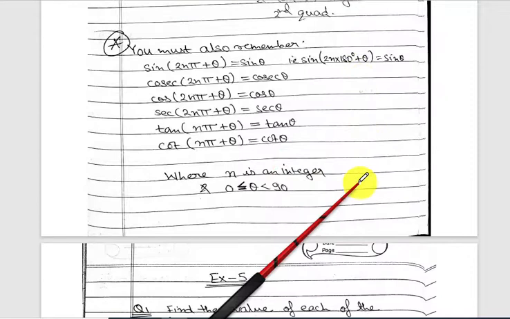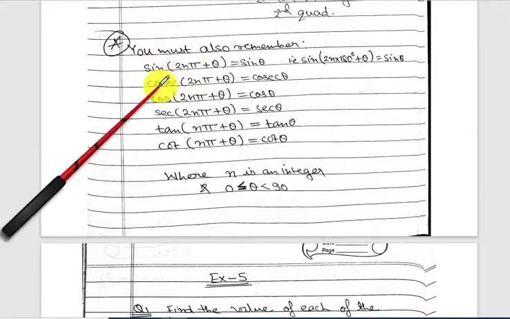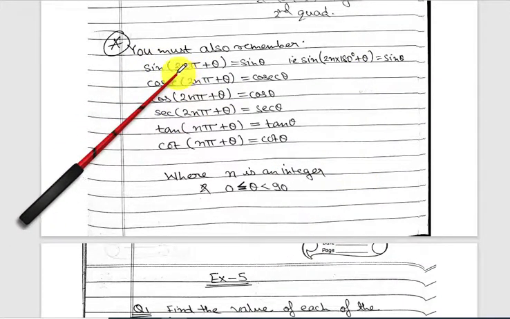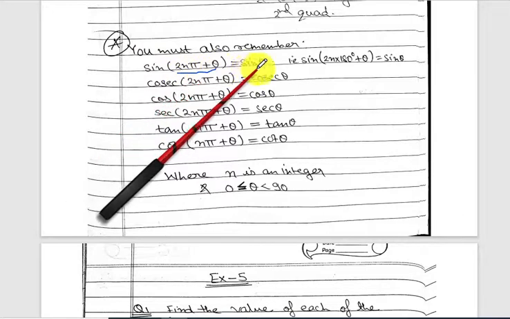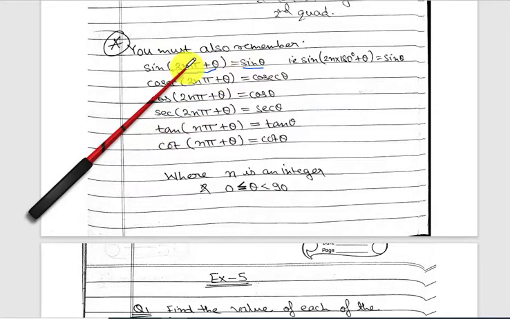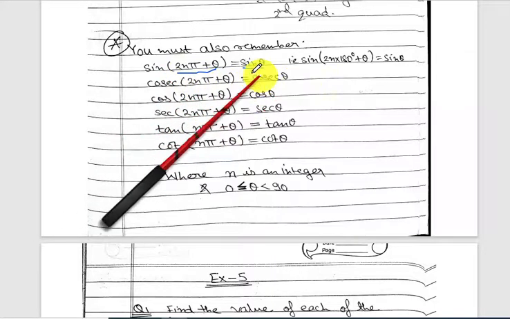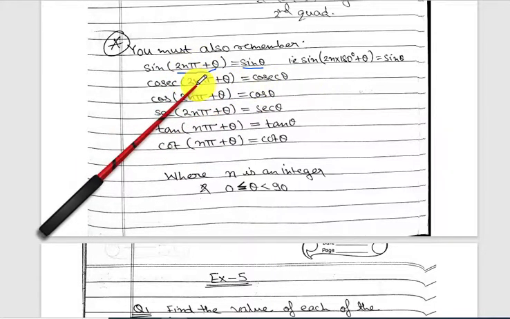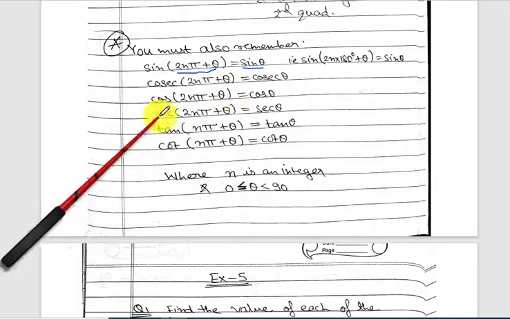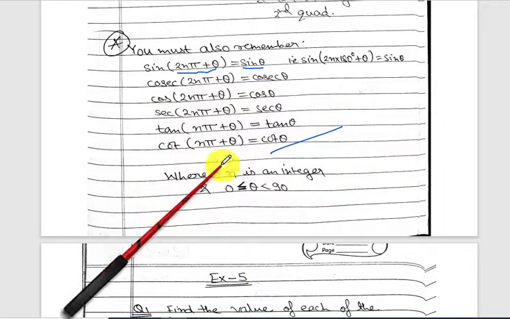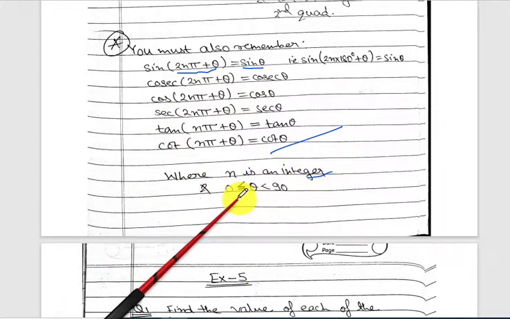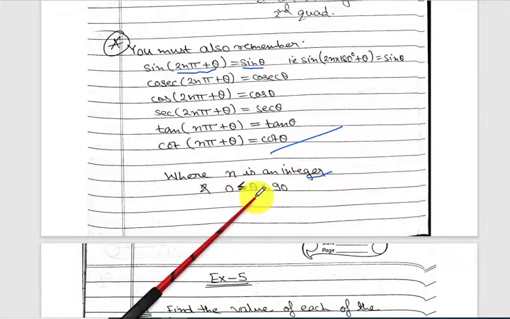Next you should remember this, that sine (2n pi plus theta) is equal to sine theta, where n is an integer. Cosec (2n pi plus theta) is equal to cosec theta. N is an integer and n can be positive or negative or anything. So you should remember this, where n is an integer and theta is greater than or equal to 0 and less than 90.